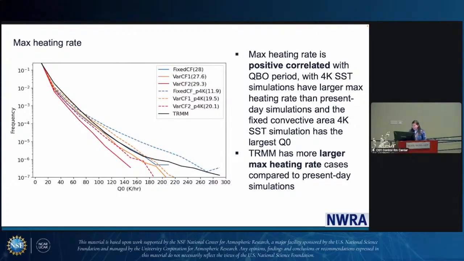And we could notice that the maximum heating rate is positively correlated with the QBO period. When we have stronger heating, the QBO period gets shorter.